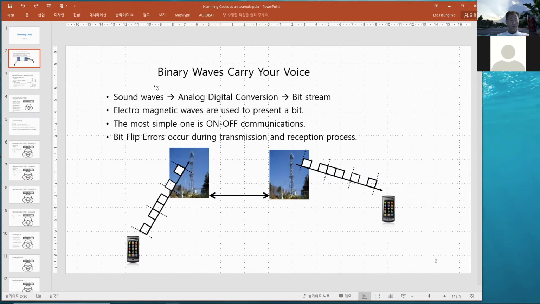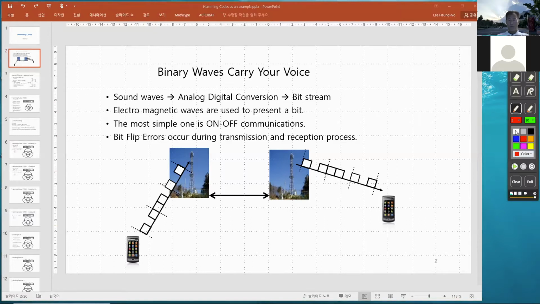And I want to use a very simple modulation example, which is on and off modulation. Basically, what is happening is, here is your cell phone, for example. So here is your phone. Here's your friend. You want to talk to your friend. How is the sound wave reproduced at the friend's phone? So you talk to your cell phone.